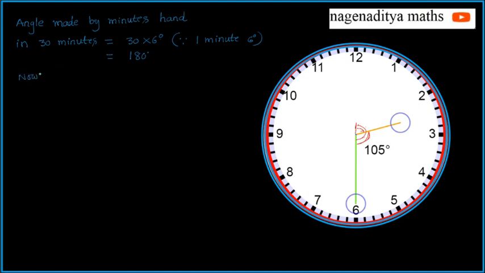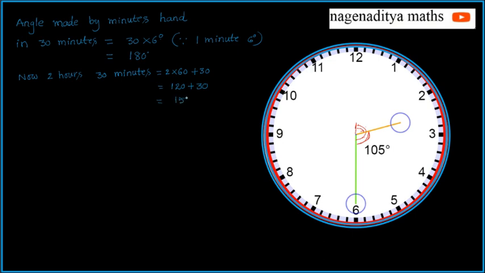Now we have to find the angle made by the hour hand. 2 hours 30 minutes we have to convert into minutes. So 2 hours is equal to 120 minutes plus 30 minutes, that is equal to 150 minutes. That is, 2 into 60 plus 30, which is 120 plus 30, equal to 150 minutes.